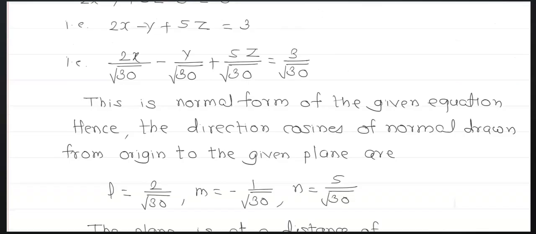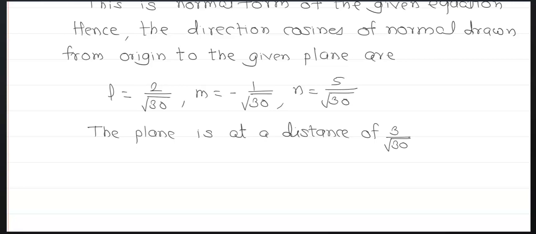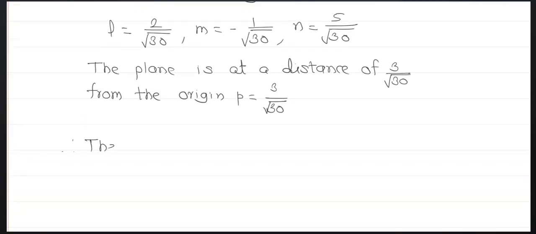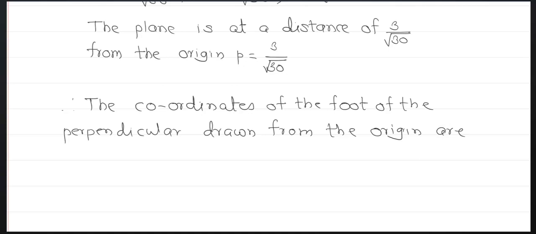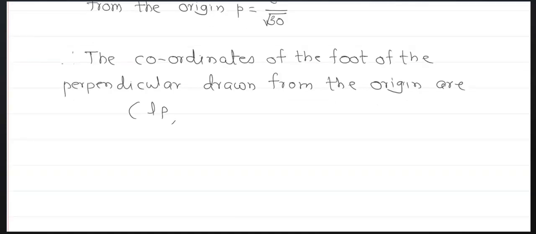The plane is at a distance of 3 upon root 30 from the origin. P equals 3 upon root 30. Therefore, the coordinates of the foot of the perpendicular drawn from the origin are lp, mp, np.